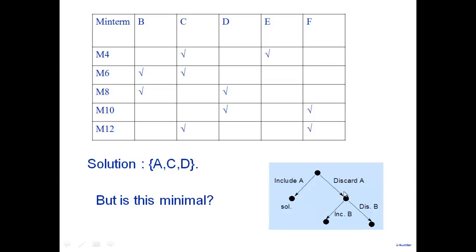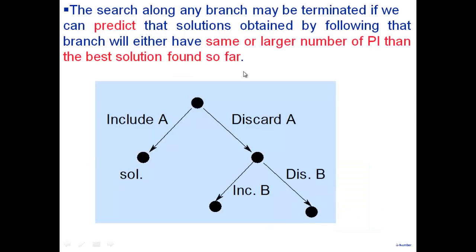And suppose I discard A. But then after discarding A, do I have to find another solution? That will become too much, right? At every stage, if you find the whole final solution, generate all possible solutions and compare them, that's an exponential complexity technique. So the idea is that the search along any branch may be terminated if we can predict that solutions obtained by following that branch will have either the same or larger number of PI than the best solution found so far.